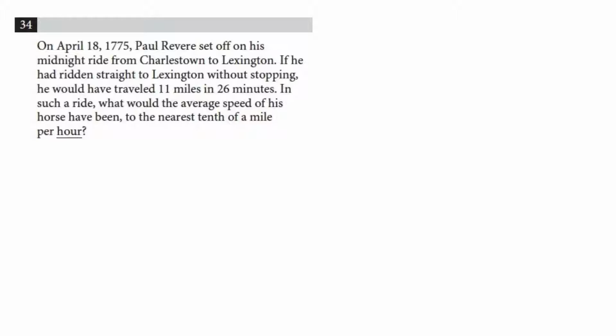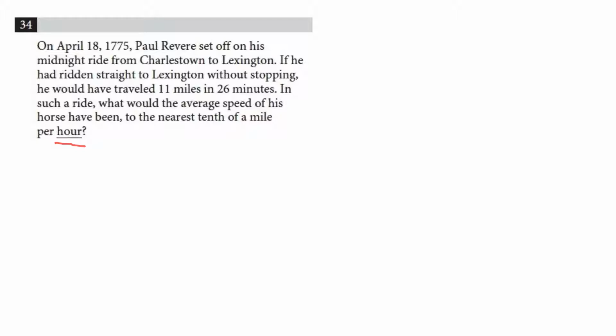34. On April 18, 1775, Paul Revere set off on his midnight ride from Charlestown to Lexington. If he had ridden straight to Lexington without stopping, he would have traveled 11 miles in 26 minutes. In such a ride, what would the average speed of his horse have been to the nearest tenth of a mile per hour? They underline that because they set this up where it's in miles per minutes, and then we need to convert that into hours.